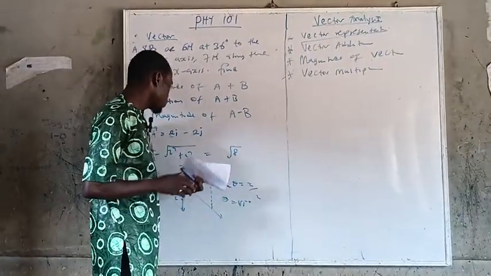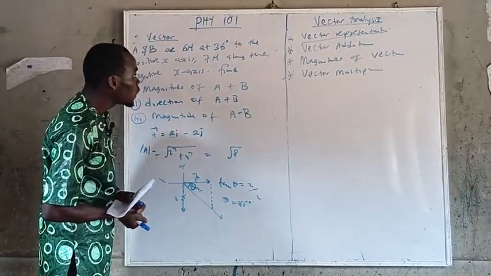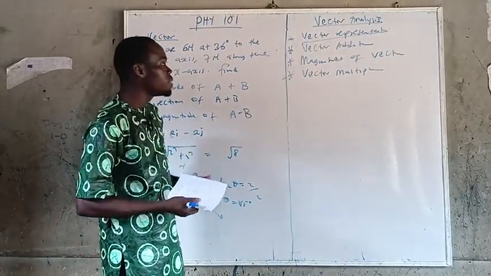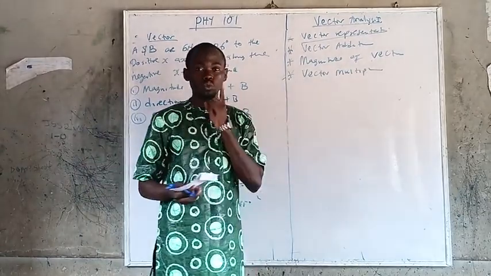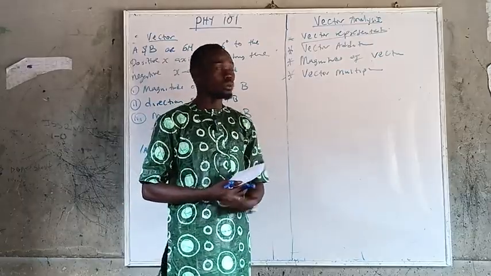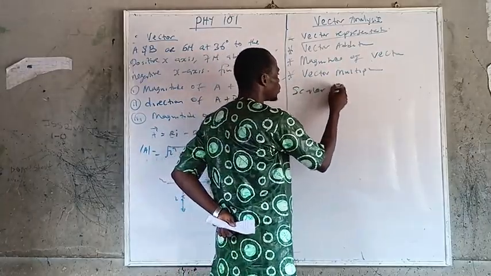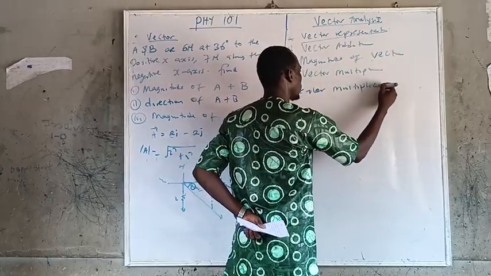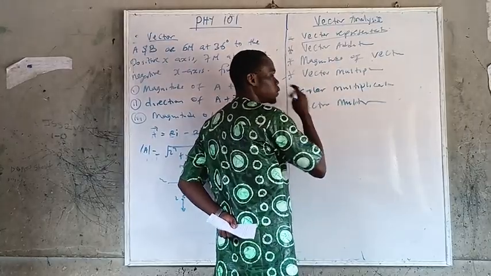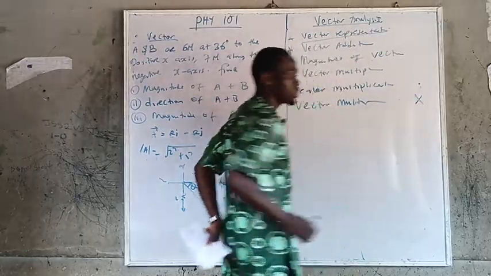Okay, now I have explained how to determine the magnitude of a single vector. I have explained how to add vectors. The next thing, before you can understand how to determine the angle between two vectors, you must understand the basic concept of multiplication. We have two types of multiplication in vector analysis. We have scalar multiplication and we have vector multiplication. This scalar multiplication is otherwise called dot multiplication, while vector multiplication is otherwise called cross multiplication.